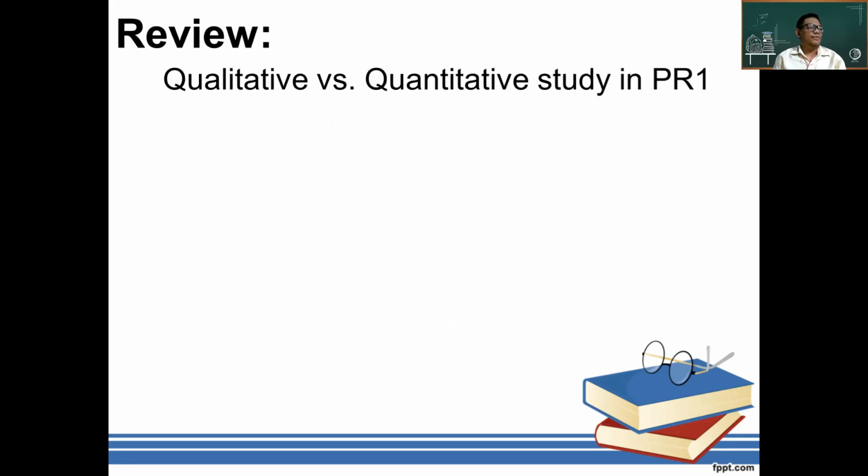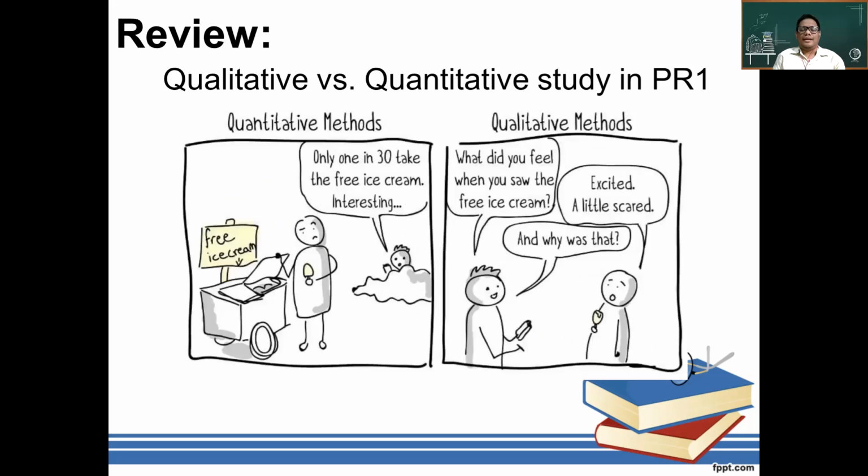So let's have some review back in your PR1 subject, just this third quarter. It is all about qualitative and quantitative study. Why did I choose this one? Because it has a big impact in our subject. Okay, everyone, look at the pictures. What can you observe? See, the quantitative method involves numbers.